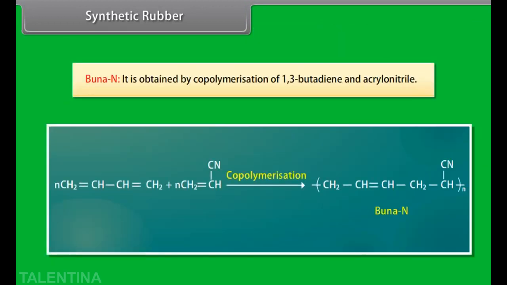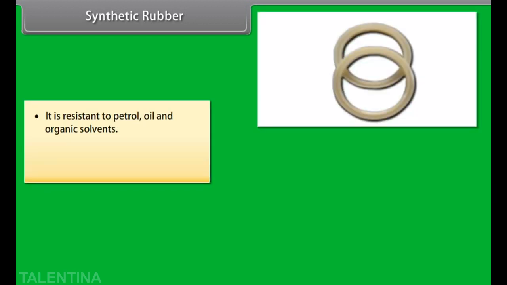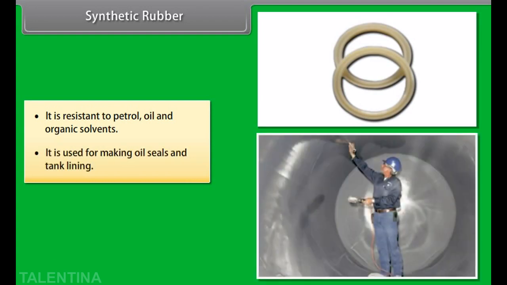Buna N. It is obtained by copolymerization of 1,3-butadiene and acrylonitrile. It is resistant to petrol, oil, and organic solvents. It is used for making oil seals and tank lining.